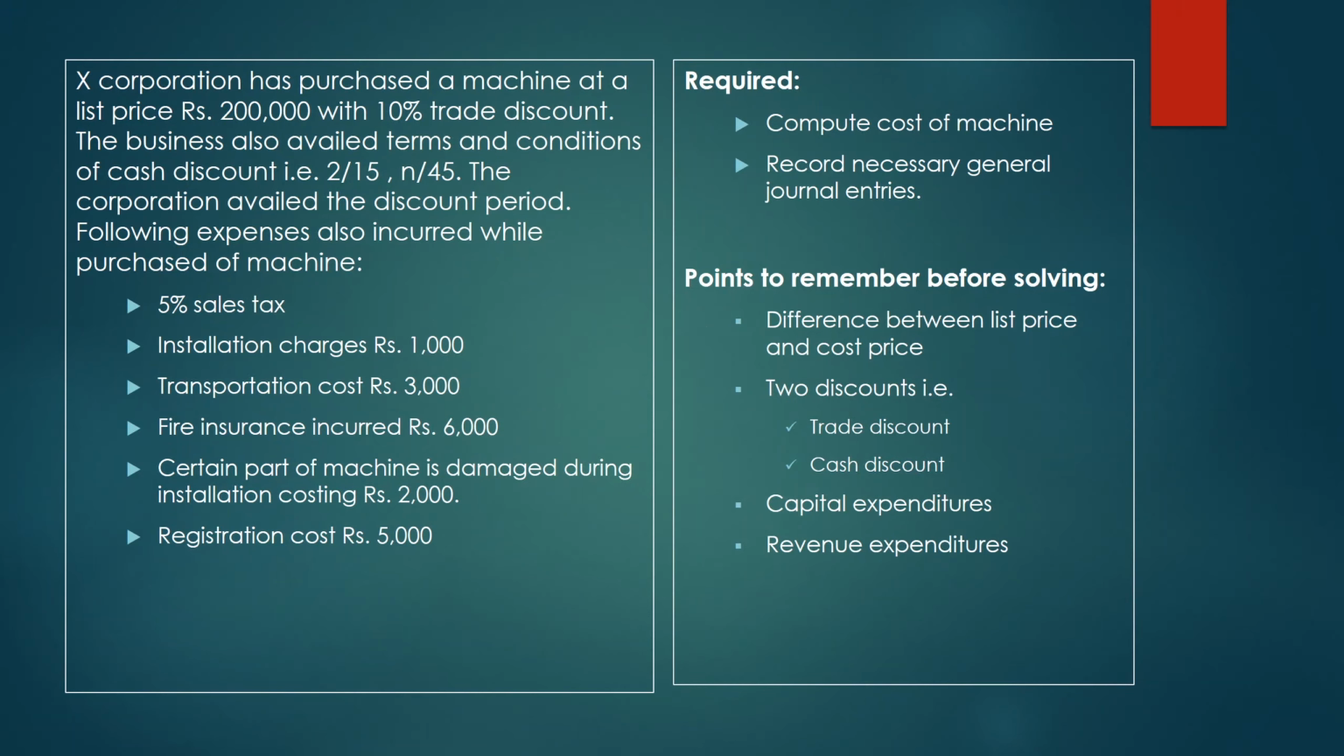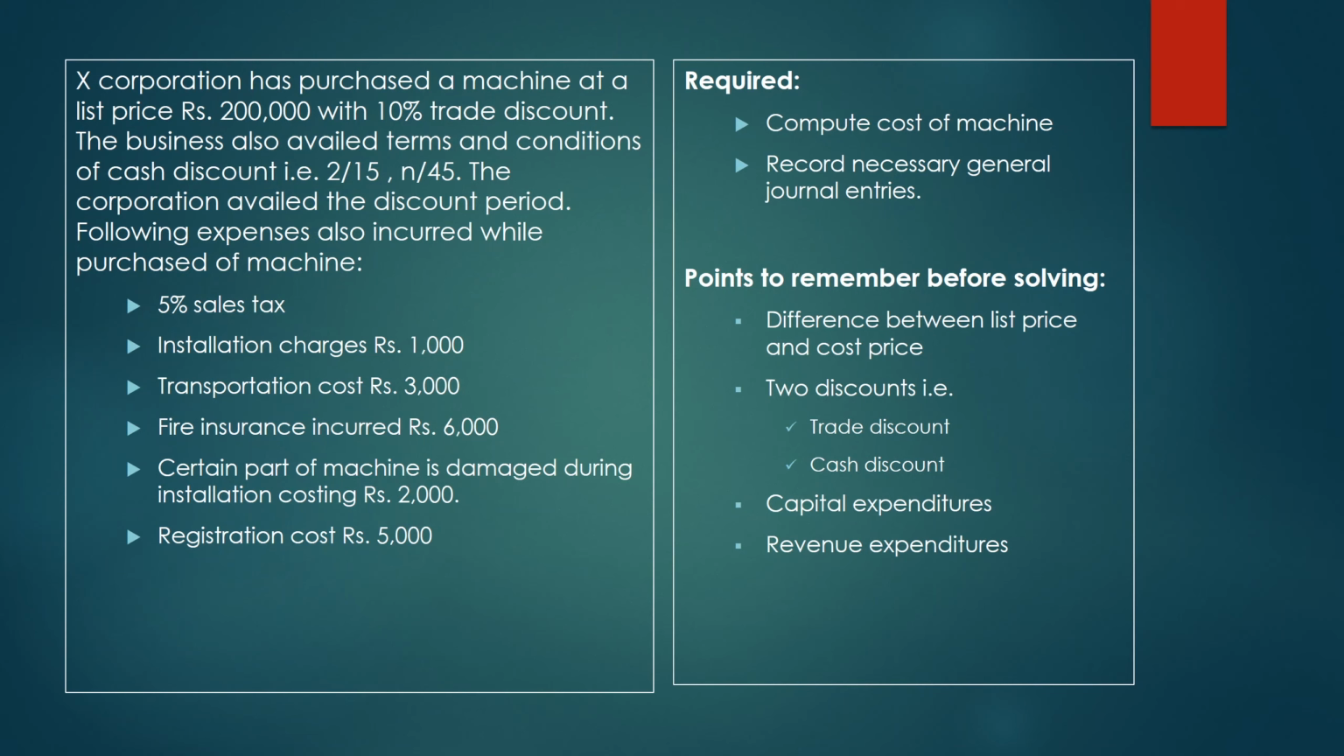हम cost of machine किस तरह से calculate कर सकते हैं? हम लिस्ट प्राइस में से सबसे पहले इन दोनों डिस्काउंट को माइनस करेंगे। एक ट्रेड डिस्काउंट है और दूसरा कैश डिस्काउंट है। ट्रेड डिस्काउंट 10% है और कैश डिस्काउंट हमारे पास 2% है। इसके बाद जो दूसरे एक्सपेंसेस नीचे दिए हैं, उनमें से जो कैपिटल एक्सपेंडिचर है, सिर्फ उन्हीं को हम मशीन की कॉस्ट में ऐड करेंगे, ना कि रेवेन्यू एक्सपेंडिचर्स को। Revenue expenditures are only recorded in journal entries and not shown in the cost of machine.